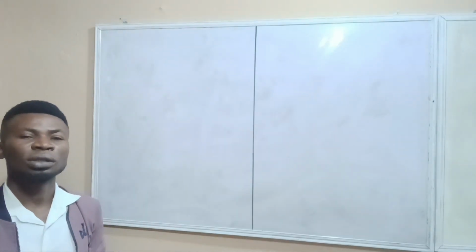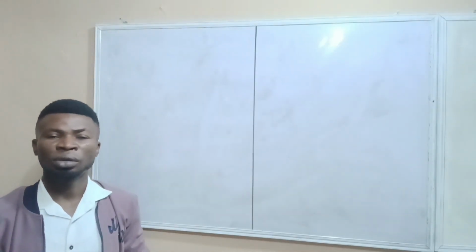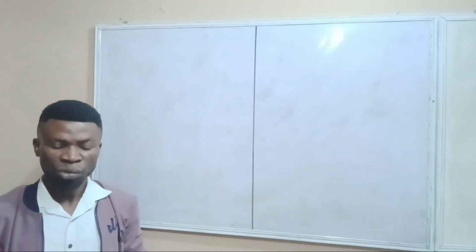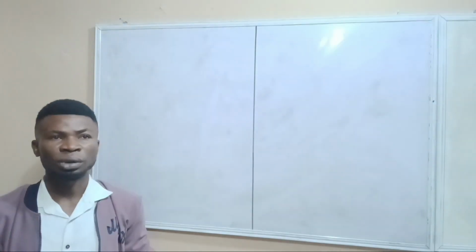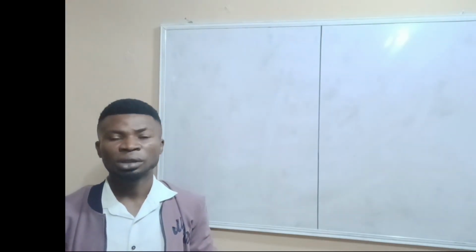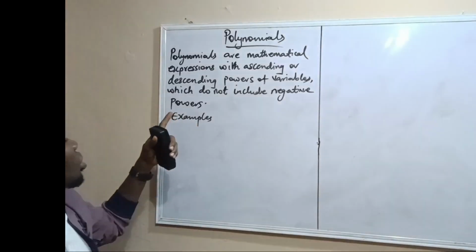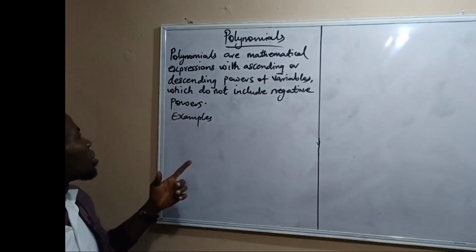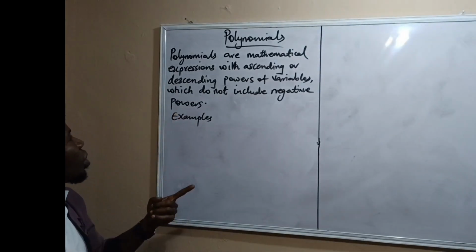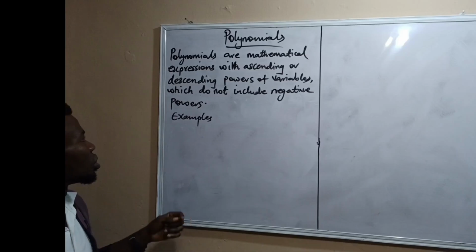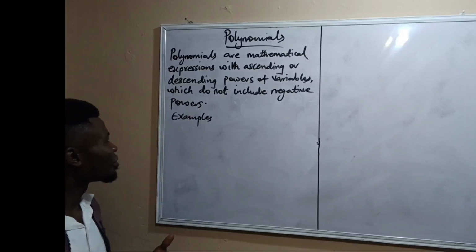So today we want to look at something different altogether. All this while we've been looking at sets. But today we want to look at another topic, which is polynomials. Now, polynomials are mathematical expressions with ascending or descending powers of variables which do not include negative powers.